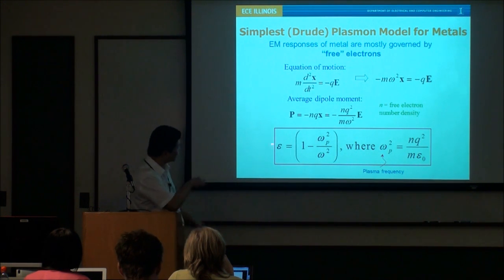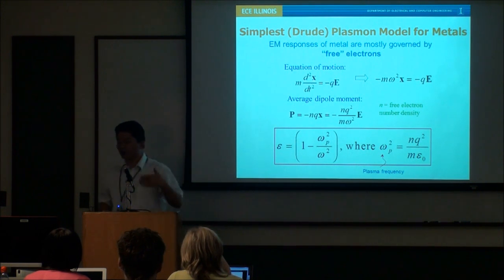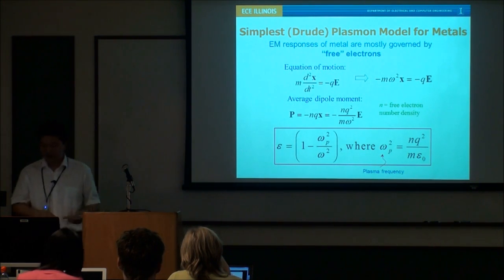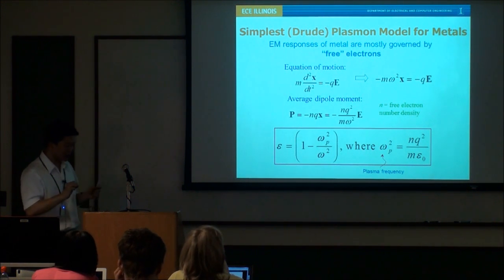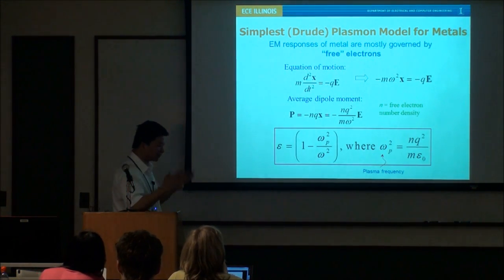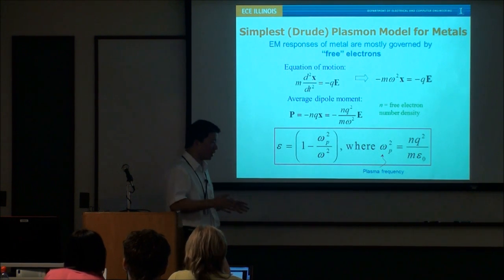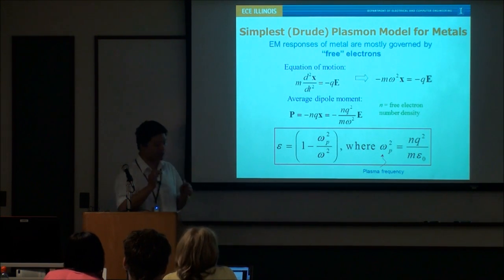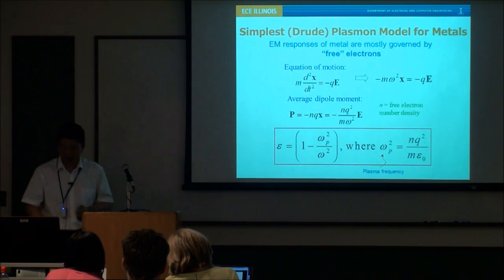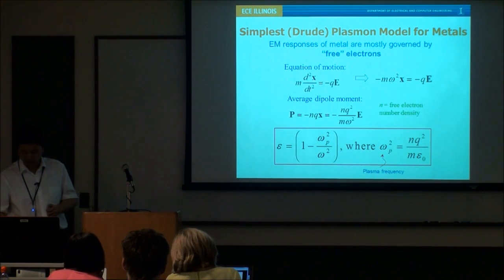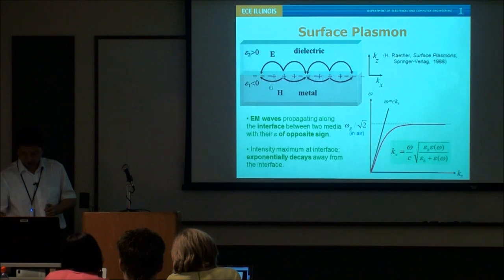So this is not a constant value. Your epsilon is a function of your light wavelengths or frequencies. That's important because materials have different properties at different wavelengths. That's exactly why you only see the plasma resonance at some colors but not the other colors, because their permittivity is not constant, but a function of the frequencies.